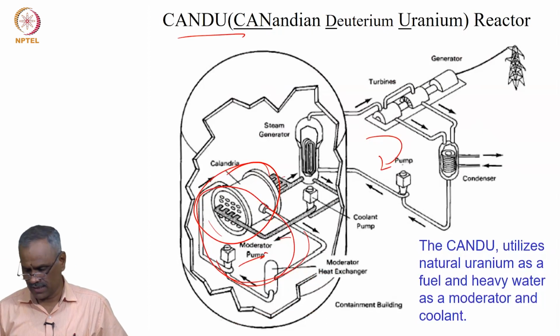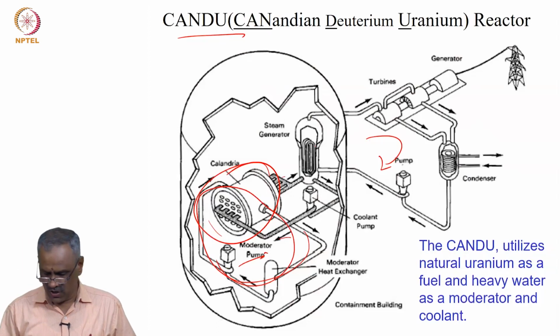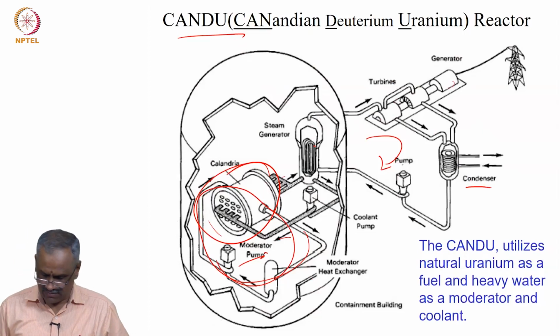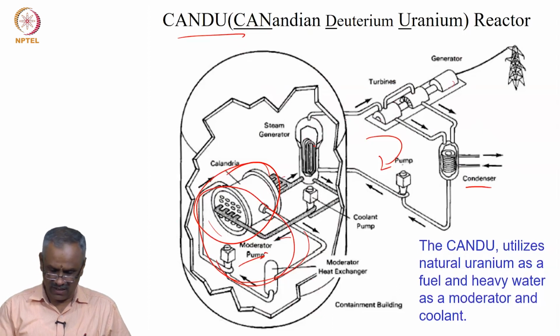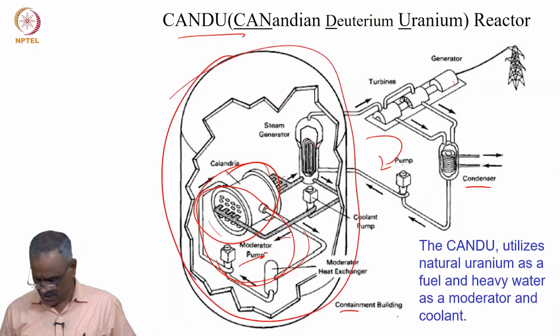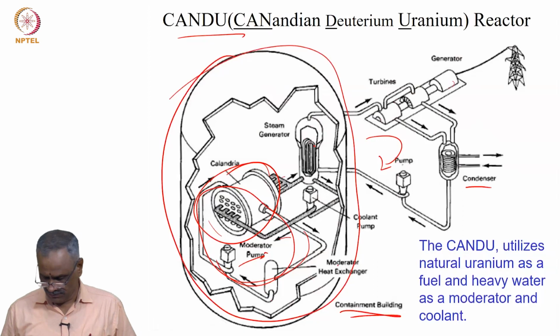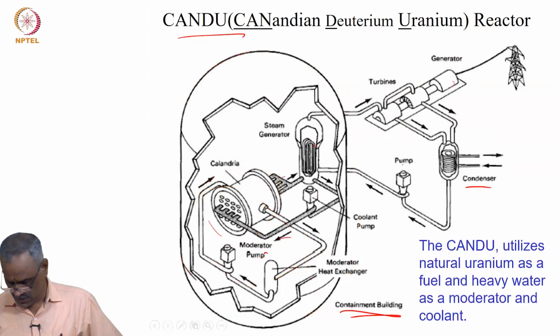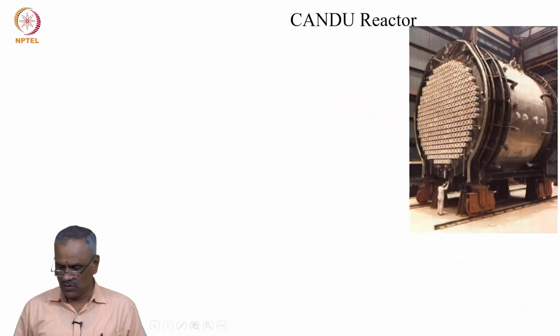This part is a Rankine cycle, the same as the boiler, evaporator, condenser, and turbine generator. This is called CANDU, and the entire system, both the steam generator and the calandria, is in this concrete containment. This is a control room here, and the containment building is this. It looks like this.